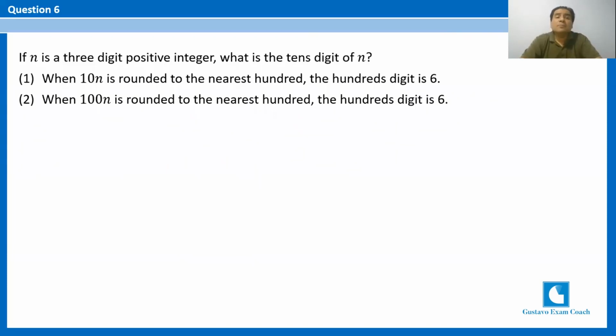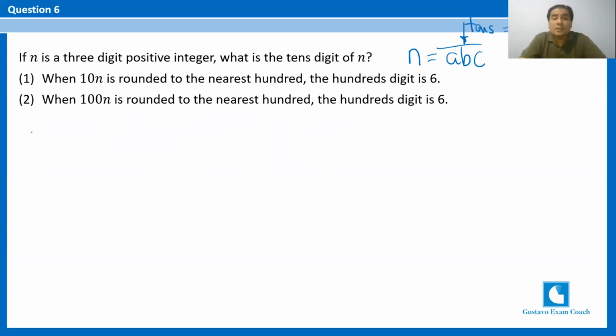If n is a 3-digit positive integer, what is the 10th digit of n? So we deal here with the place values of a certain number. A number with 3 digits could be represented like this, ABC, with a little hat here, so that this would be the 10th digit, B. We don't know how much that is.